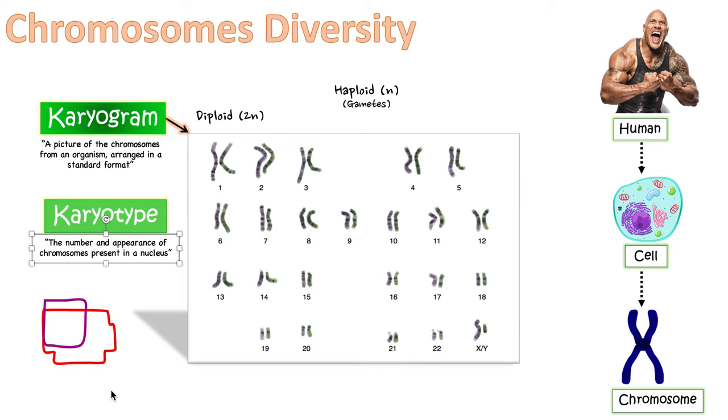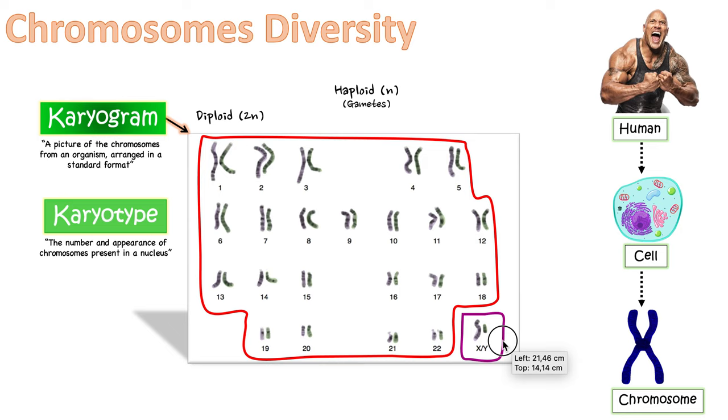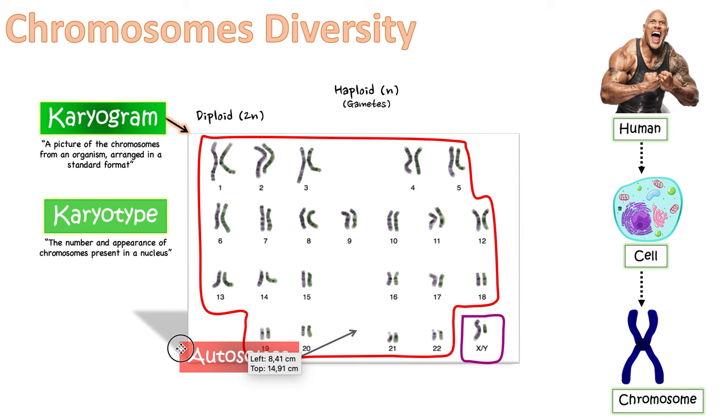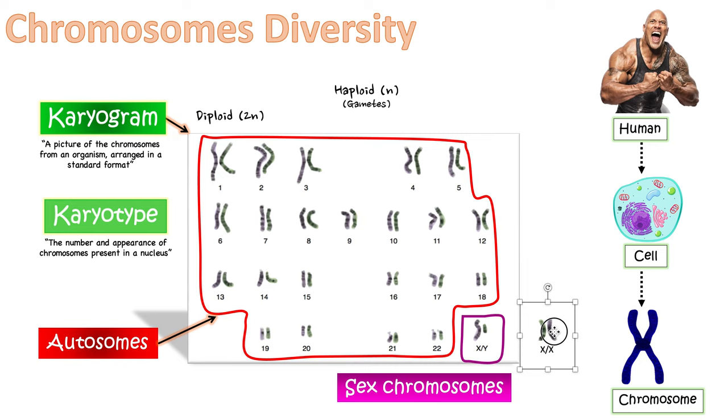Now, let me highlight something important. So we can split this karyogram into two. All those chromosomes and this one. So these chromosomes in red are called your autosomes. Autosomes determine all of your body's traits, right? And this last pair is called your sex chromosomes. They determine your sex. Are you male? Are you female, right? A male would be XY, whereas a female would be XX. So this could have just as well been XX, and then it'd be a female, okay?